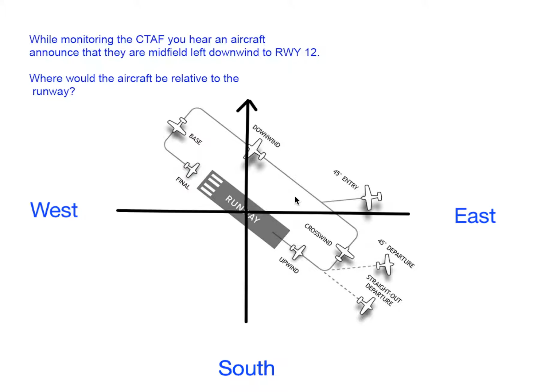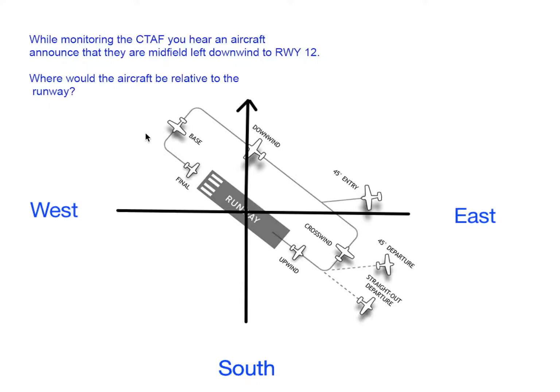If you ever get a question like this one, this is how you'll answer it. The question is, while monitoring the CTAF, you hear an aircraft announce they are midfield left downwind to runway 12. Where would the aircraft be relative to the runway?